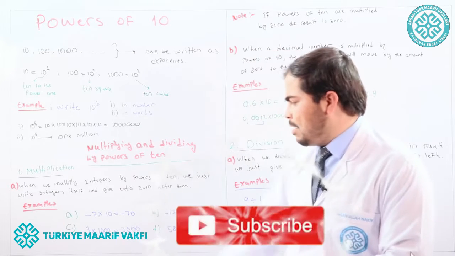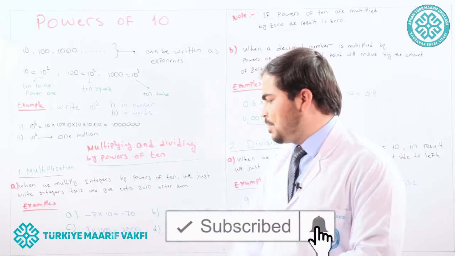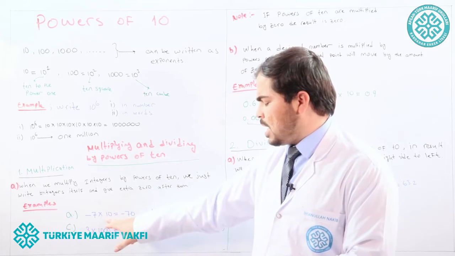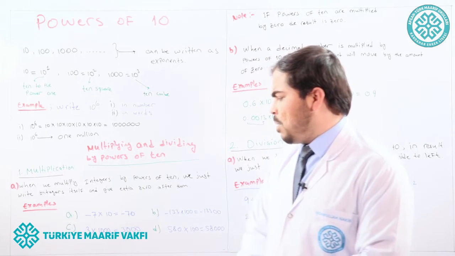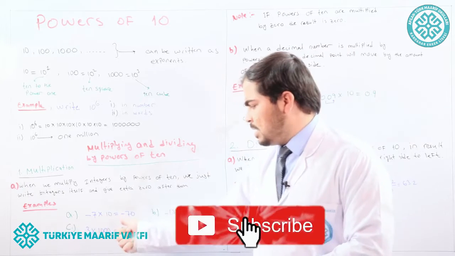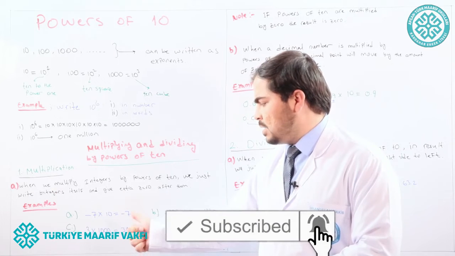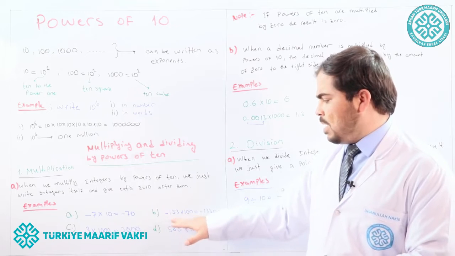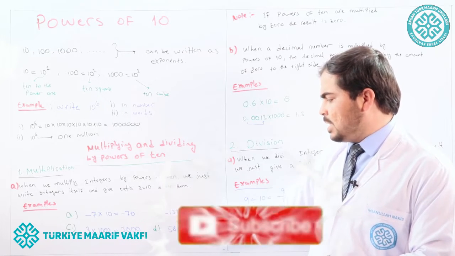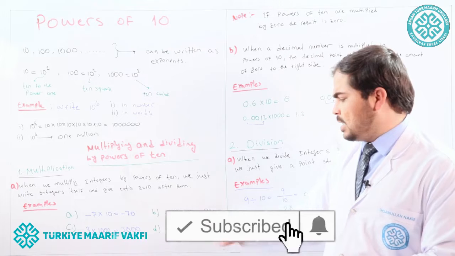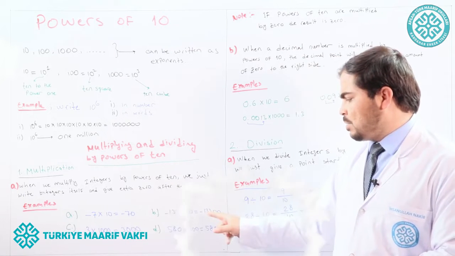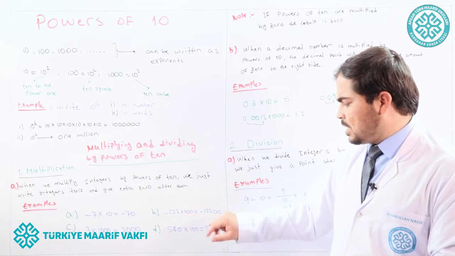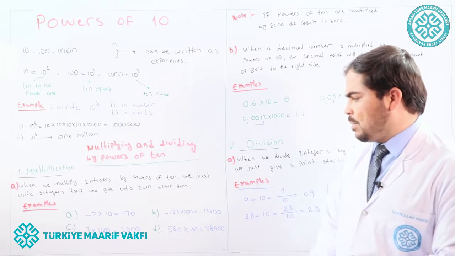For example, here we have minus 7 times 10. Minus 7 is an integer and 10 is a power of 10. So we write minus 7 and give an extra 0 after that minus 7. Again, in example B, here we have minus 133 times 100. So we write minus 133. Here we have 2 zeros, so we write 2 zeros at the end of that number.